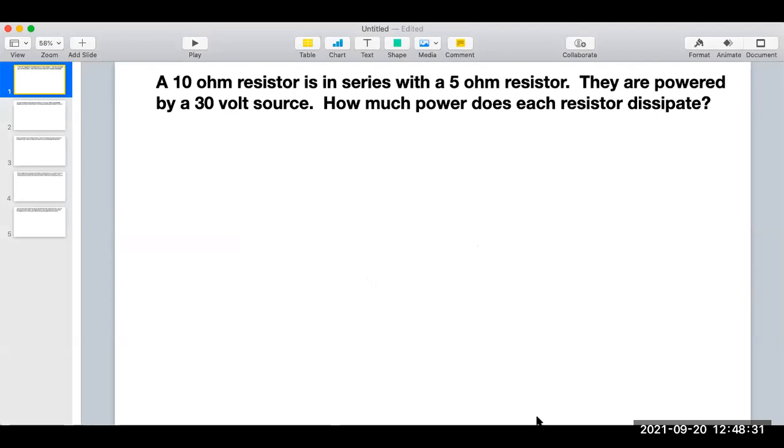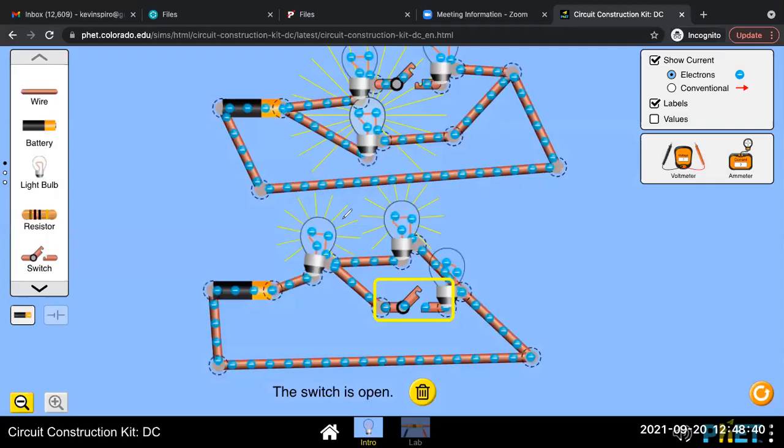Now I just want to show a little more conceptual check-in, and I've got a simulation for it. These two circuits are two more simple parallel series combinations. The top circuit has a path with two bulbs in series, and that path is in parallel with a single bulb. The bottom circuit has one bulb in series with a combination of two bulbs in parallel.